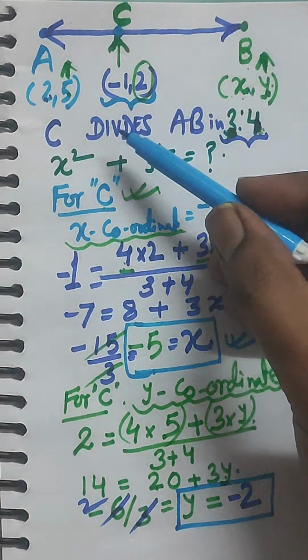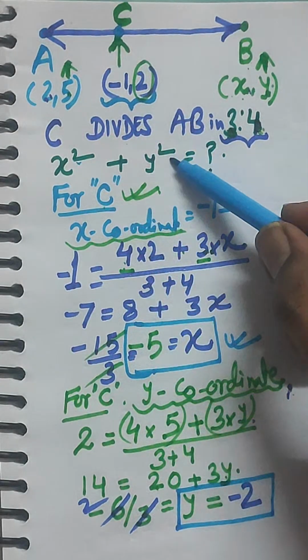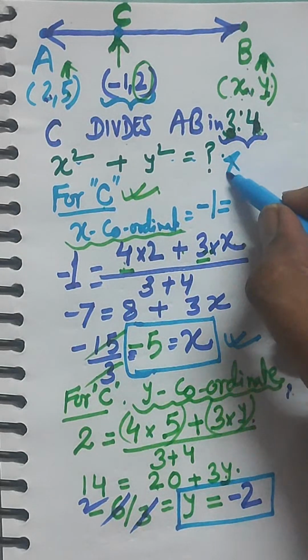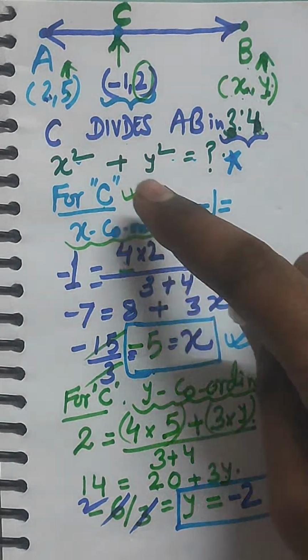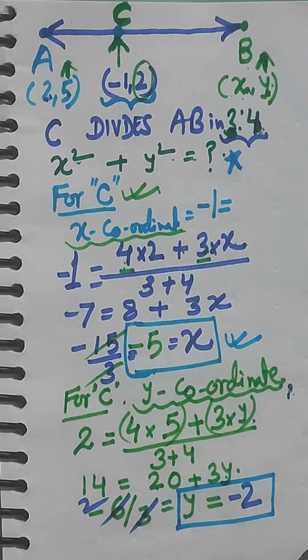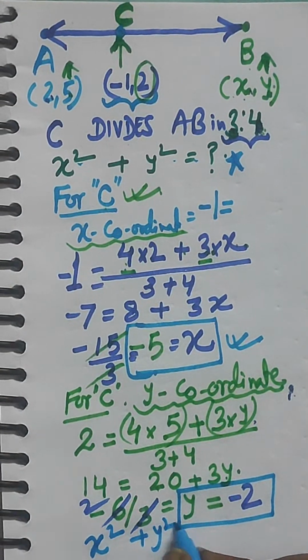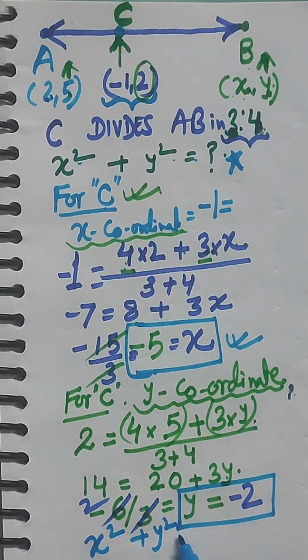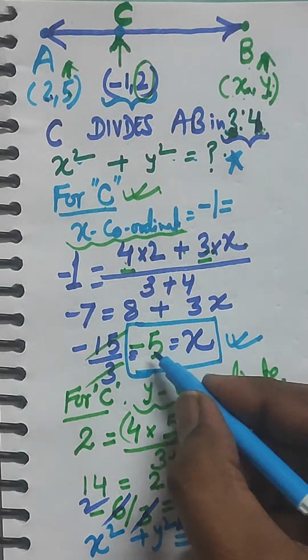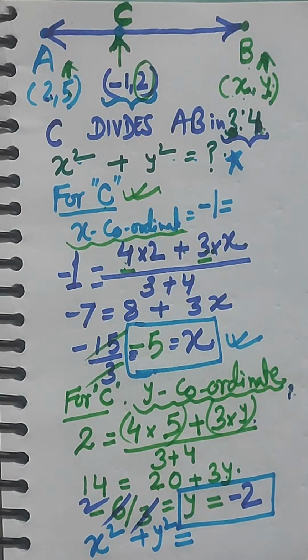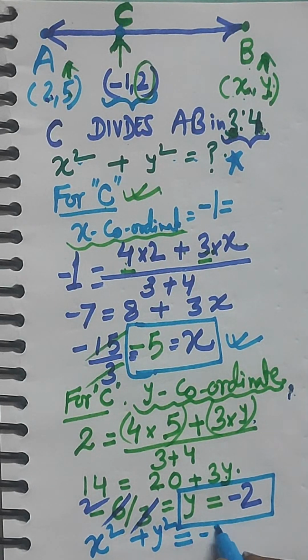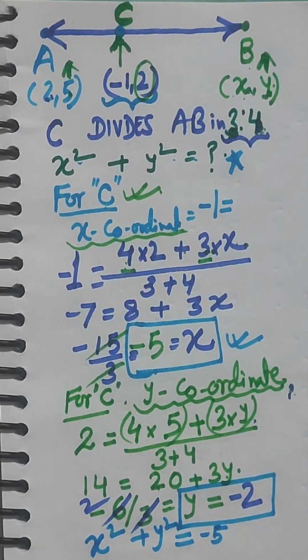Now we need to find the value of x square plus y square. This is the question to us. So what is the value of x square plus y square? Simply you can write x is -5, so it will be (-5) square. Let me shift a little.